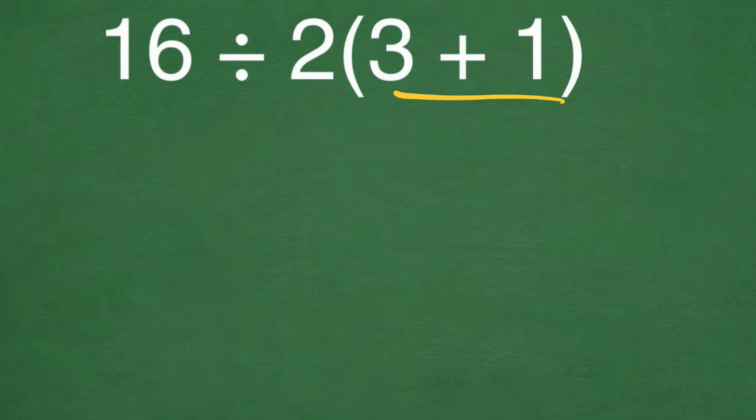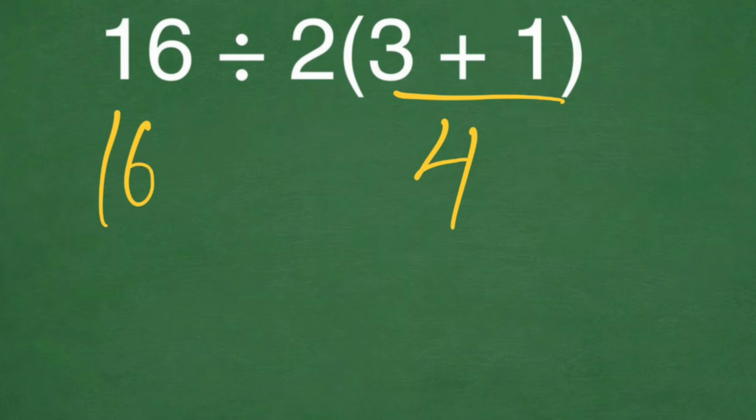So 3 plus 1 is going to be the first thing to solve, because the first thing to solve is of course parentheses, so it is inside the parentheses, so we have to do that. So 3 plus 1 gives us 4, and the problem becomes 16 divided by 2 times 4, and we have one division and one multiplication.